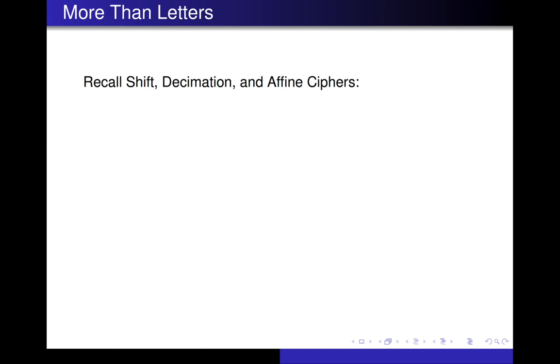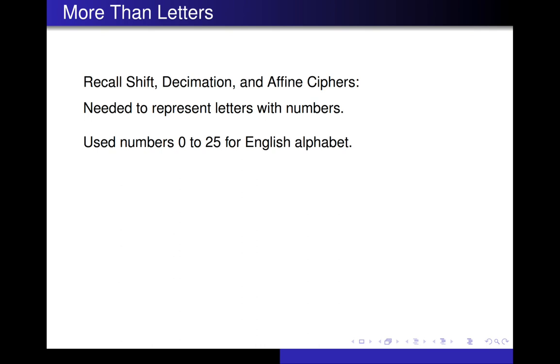So first thing I want you to do is to recall the shift, decimation, and affine ciphers. One of the things that was really important in these particular ciphers is we needed to represent letters with numbers because we were doing various kinds of computations with them. For the shift we were adding, for the decimation we were multiplying, and for the affine we were doing both adding and multiplying. We used the numbers 0 to 25 for the English alphabet to encode each letter, which was fine for our purposes, but could be quite limiting.